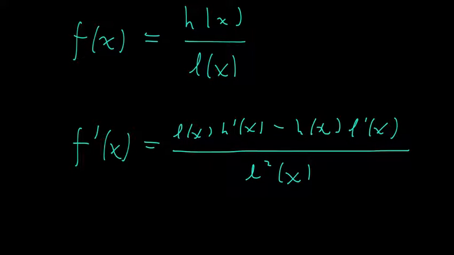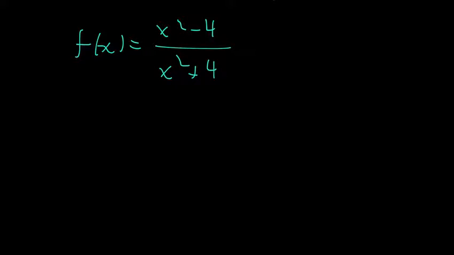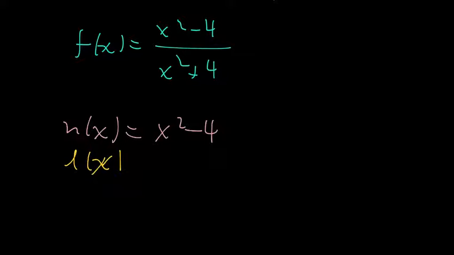So I've always found that it's kind of a helpful trick to remember this, but everybody has their own little mantras. So let's take a look at an example. Let's say we're given f of x equals x squared minus 4 over x squared plus 4. So first let's come up with our functions for the numerator and the denominator. For the numerator we can say h of x equals x squared minus 4, and for the denominator we can say that L of x equals x squared plus 4.